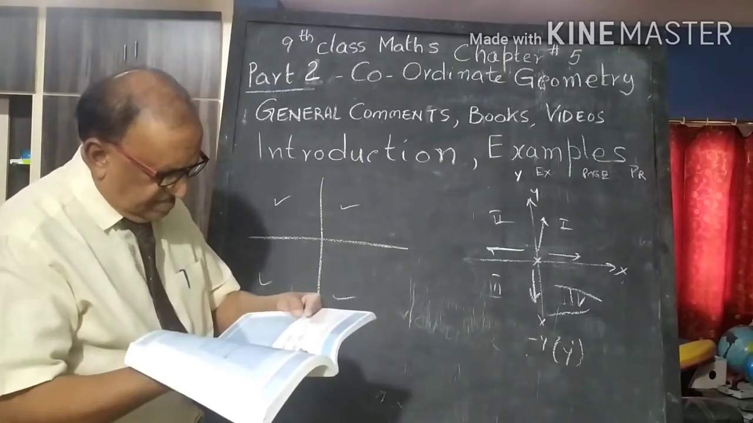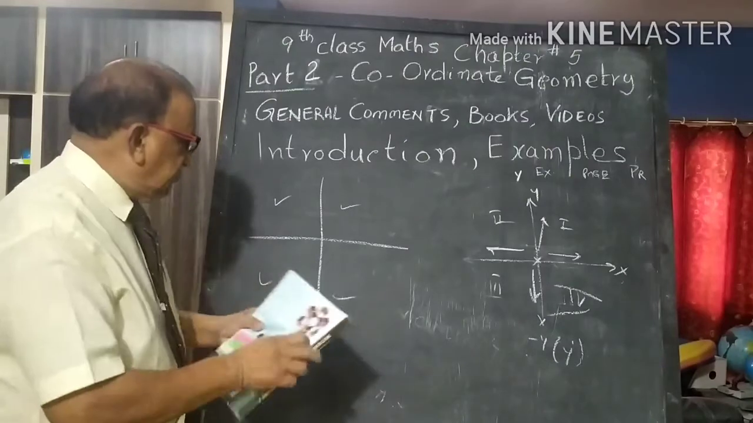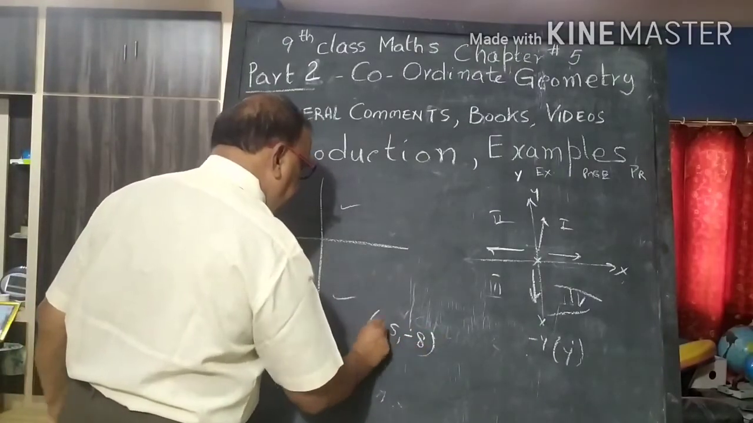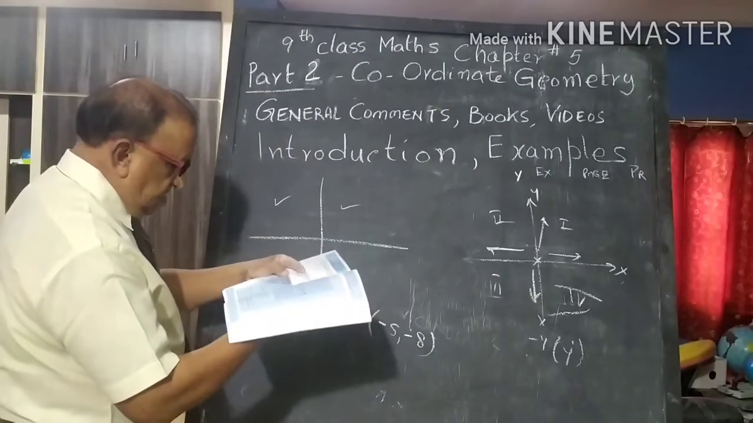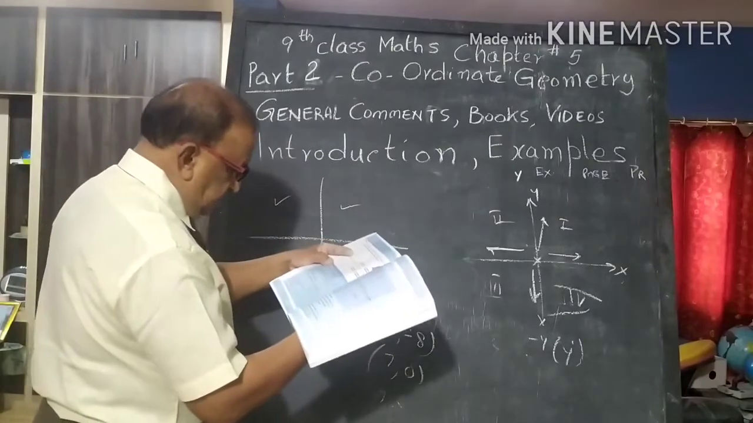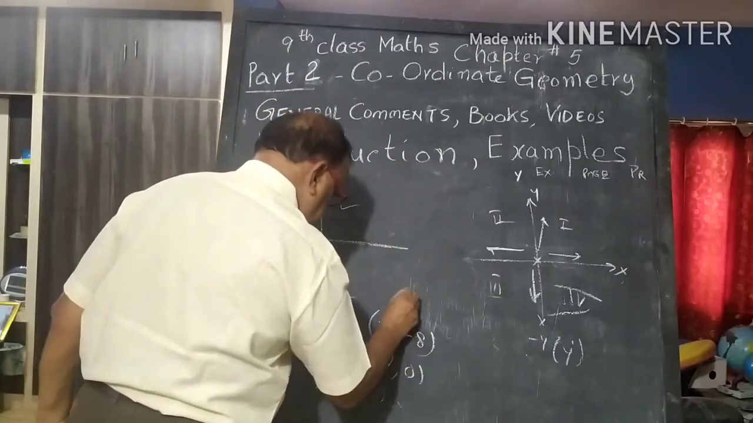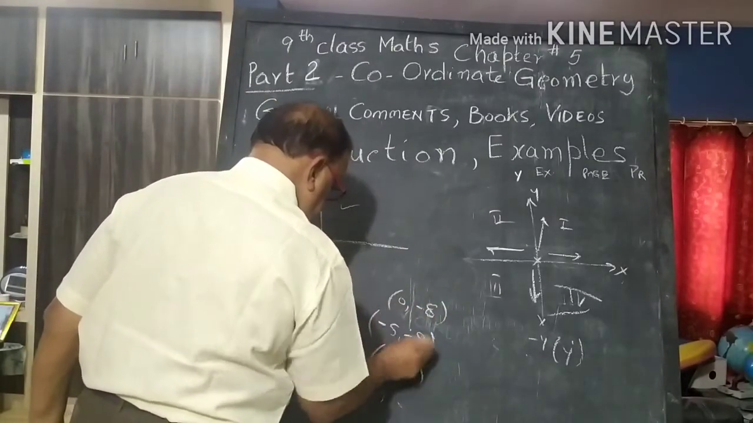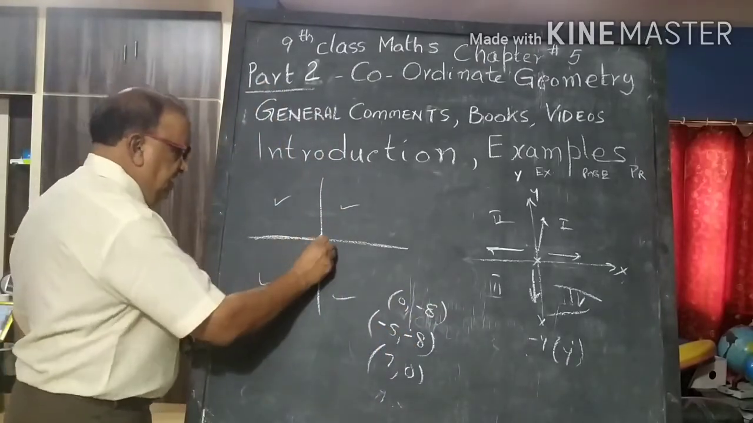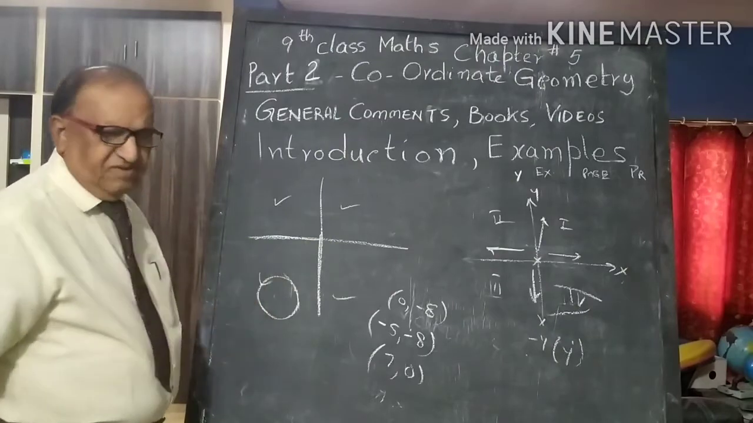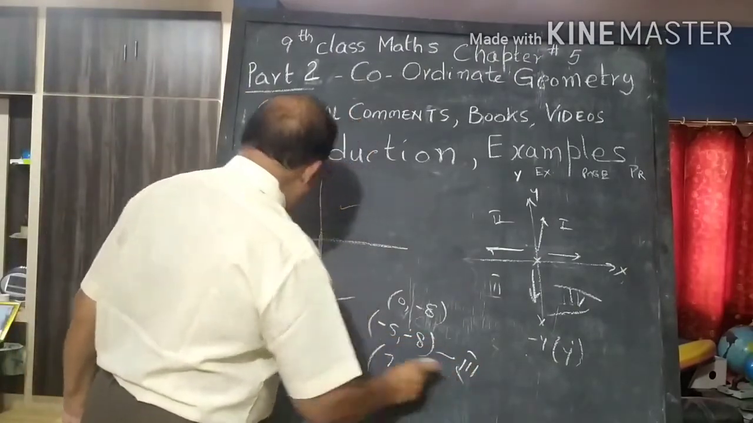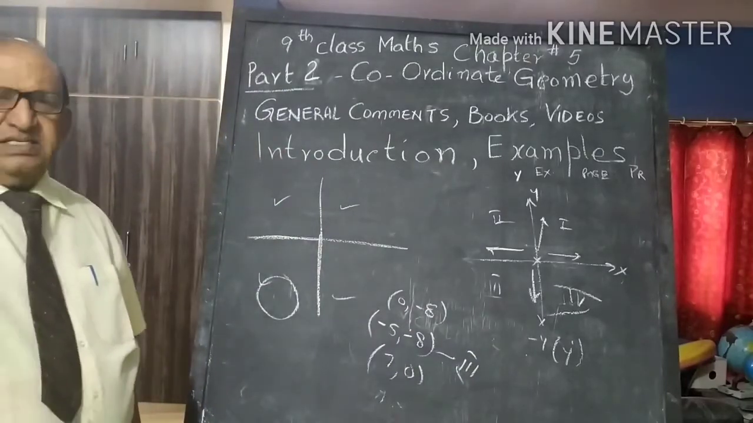Okay, for example, I will take (-5, -8). That is one point. And another one I will take (7, 0). Another one I will take (0, -8). Now this one is (-5, -8). That means the point is here somewhere in the third quadrant. It is not on either the x-axis or y-axis.